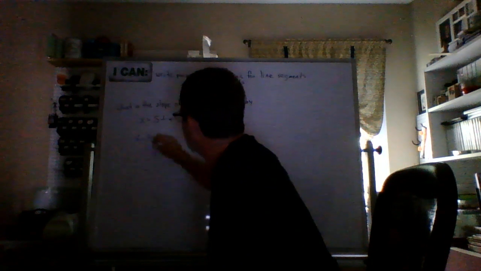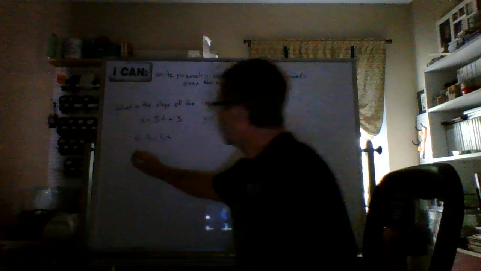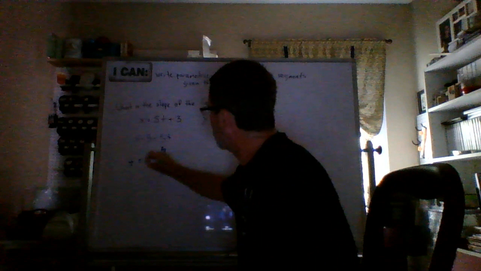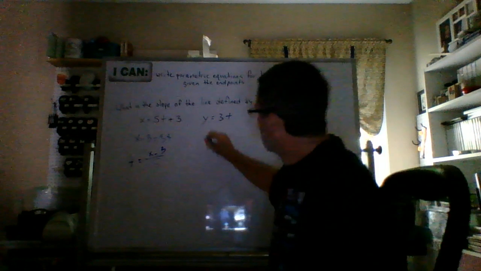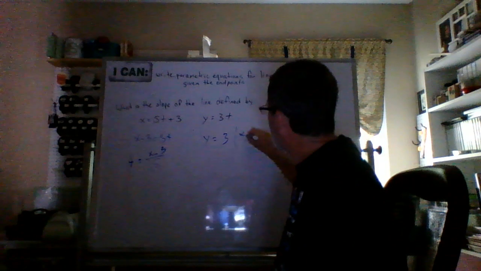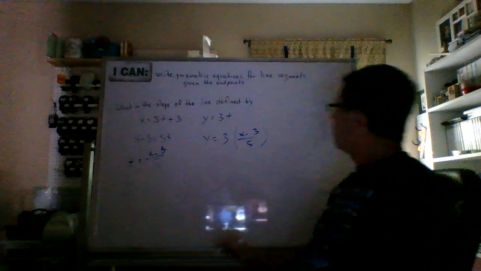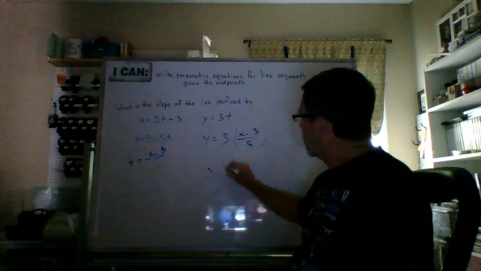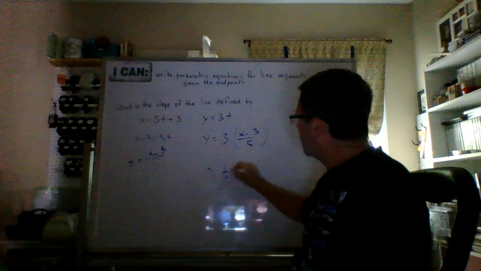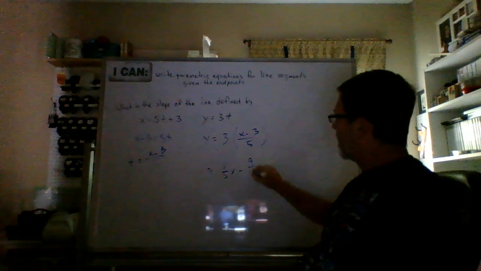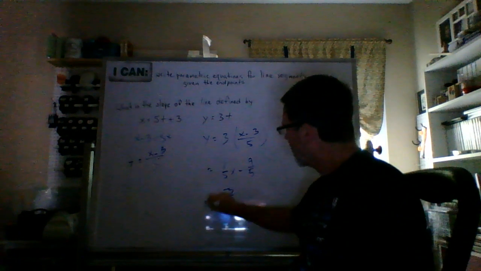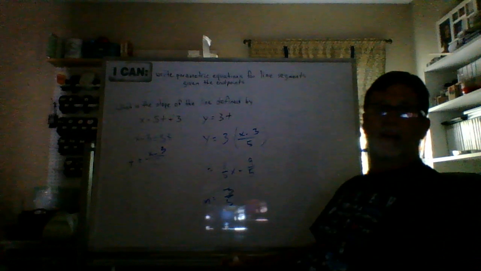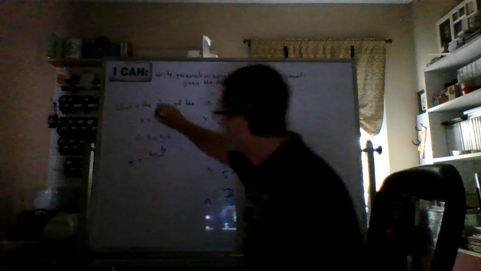So on the left-hand side, we'll get x minus 3 is equal to 5t, which tells me t is equal to x minus 3 over 5. Going to plug that into the equation for y. y is equal to 3 times x minus 3 over 5, which is going to be 3 fifths x minus 9 fifths. The slope of the line is going to be 3 fifths.